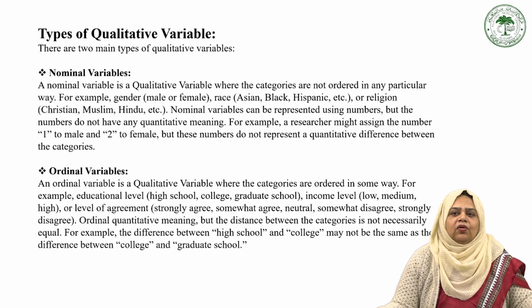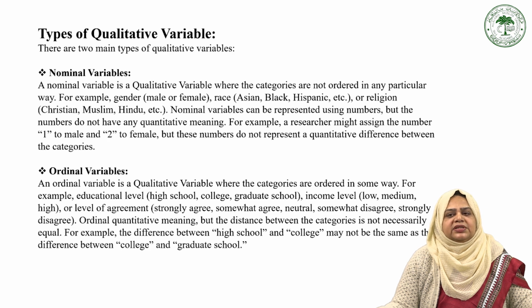On the other hand, ordinal variables are qualitative variables where the categories have a specific order. Examples of ordinal variables include educational level, income level, or the level of agreement. While these categories have a quantitative meaning, the distance between them is not necessarily equal. For example, the difference between high school and college may not be the same as the difference between college and a PhD degree. Understanding the distinction between these two types of qualitative variables is important in statistical analysis.